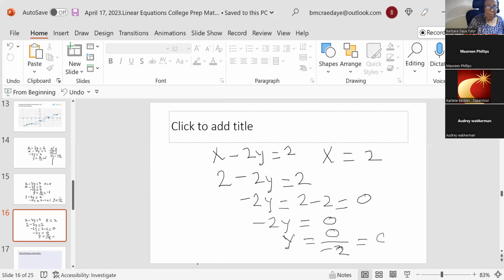So what does that mean? That means when x is 2, y is 0. And this is the way it would look. It would be 2 for the x and 0 for the y. There we go, x, y. Got it? So when x is 2, y is 0.